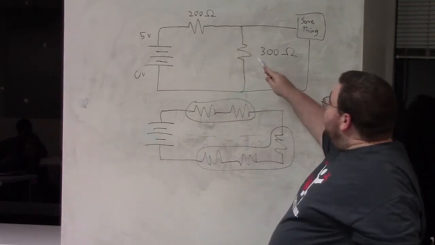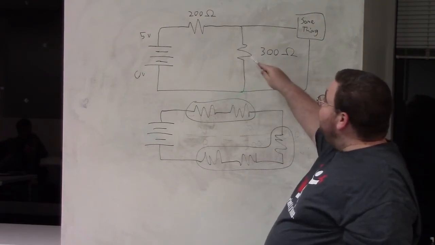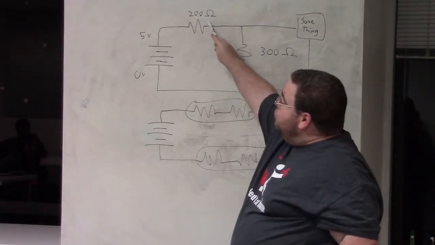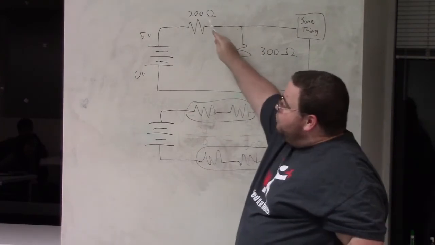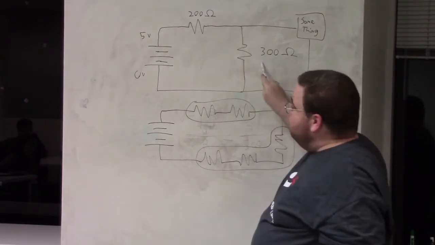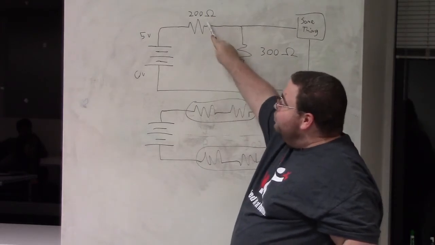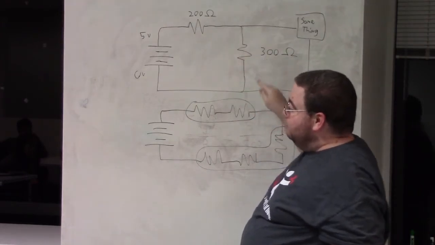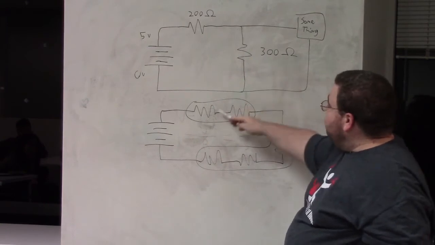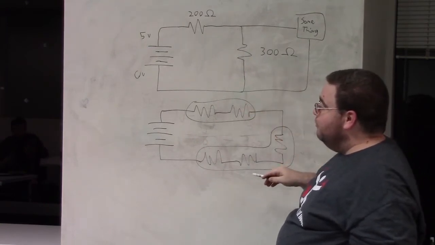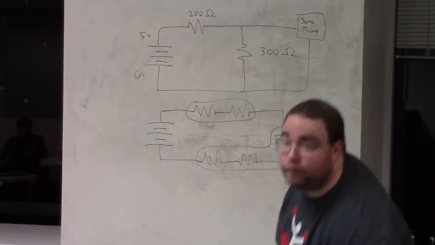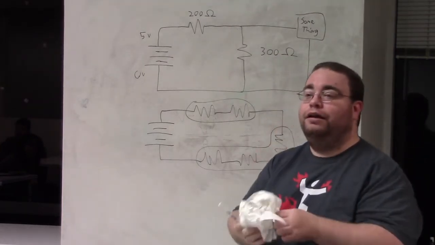Because the total thing is 500, this is 2/5 of it, this is 3/5 of it. This drops 2/5 of the voltage, this drops 3/5 of the voltage. Whatever the original V was, this is going to drop 40% of it, this is going to drop 60% of it. So you can think of these as just being small rooms in series. There is a formula for that.